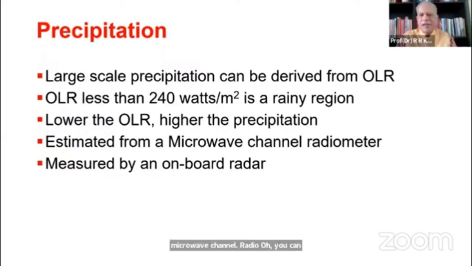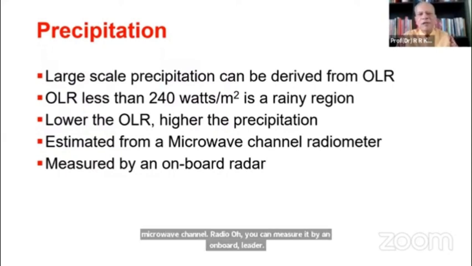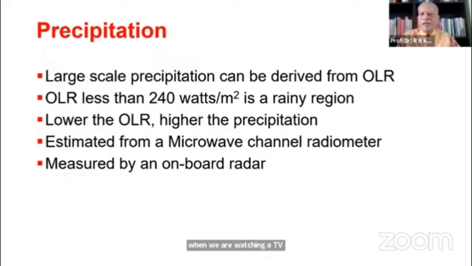It's very easy to understand this because many times when we are watching a TV channel and it is raining somewhere, you get a message that the image is disturbed or missing because of rain. So microwave radiation is affected very badly by rain. And if you measure the microwave radiation, we can actually compute the precipitation involved.